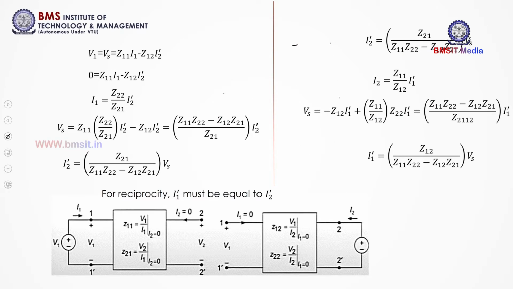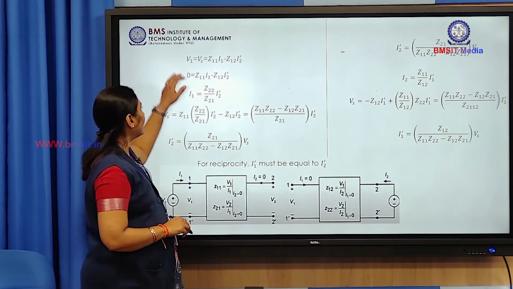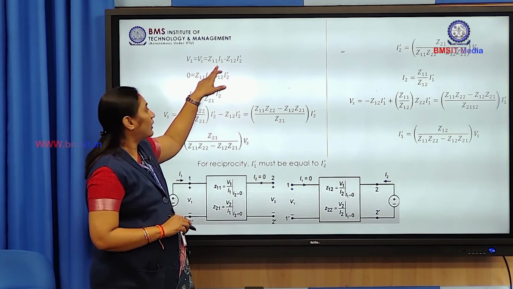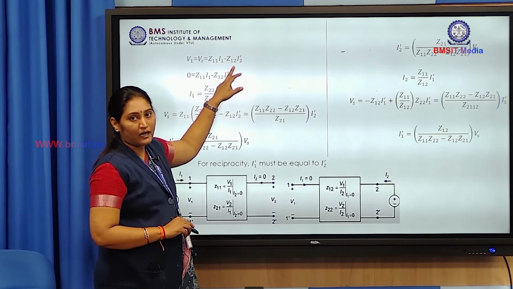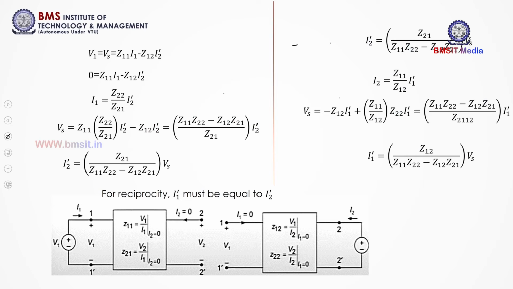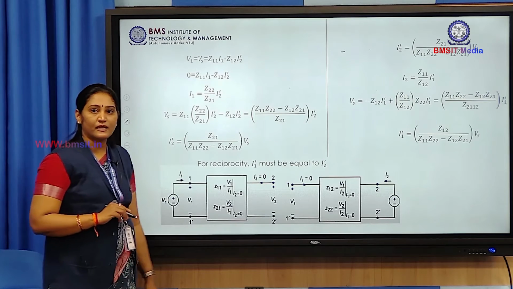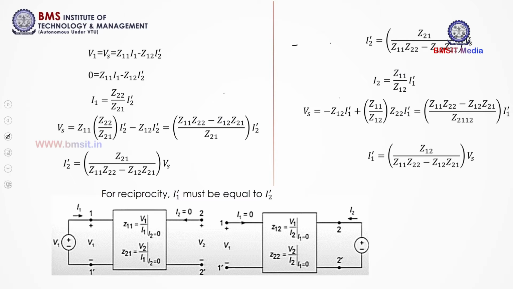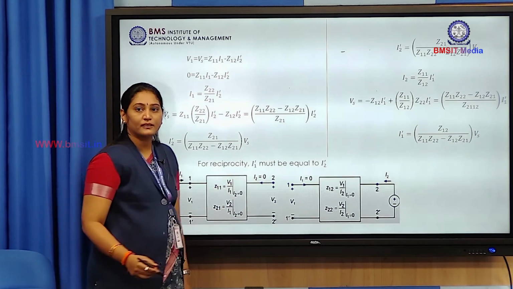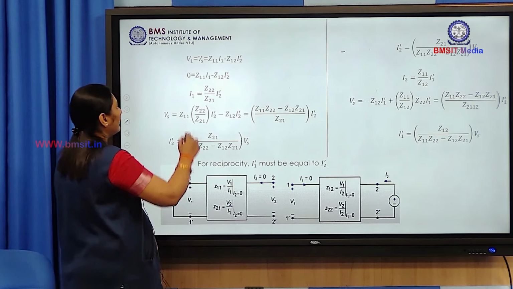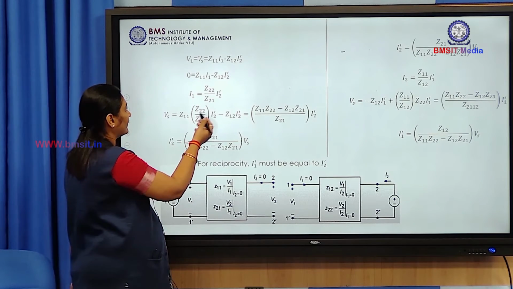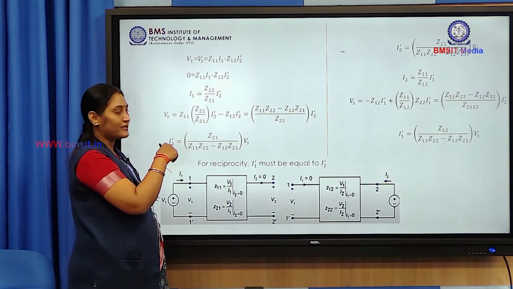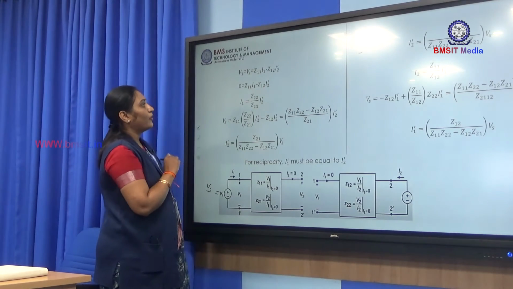Again, considering the first voltage equation, V1 equal to Z11 I1 minus I2 dash into Z12. Here you can see the network shown. This V1 is considered as a source voltage. Again, I2 will be considered as minus I2 dash. We know the reason, just now I have told, why I2 is considered as minus I2 dash.